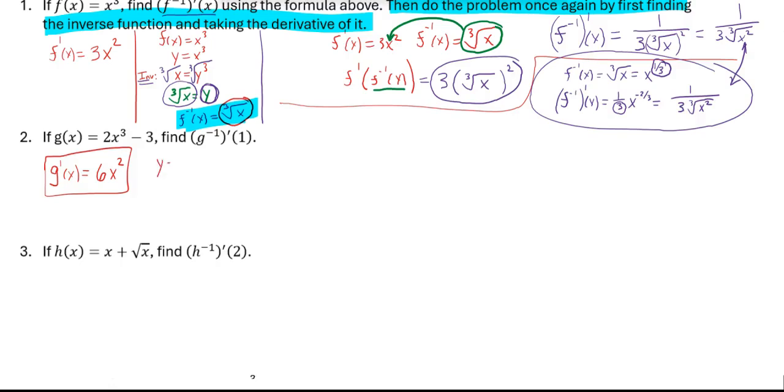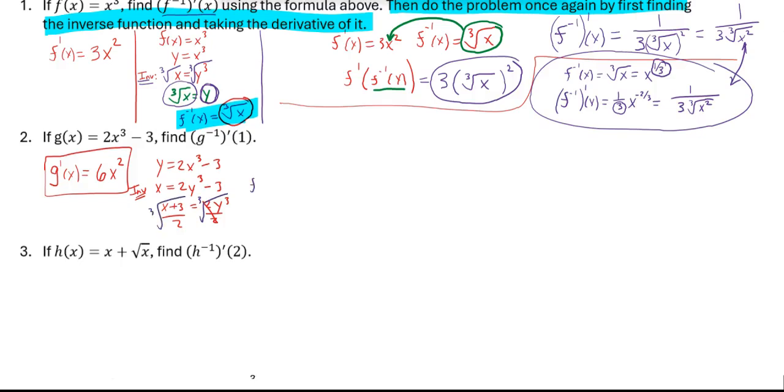So if the function is y equals 2x cubed minus 3, then the inverse is doing a swap. This is my inverse: x equals 2y cubed minus 3. Add 3 to both sides. You see that there? And then divide by 2 on both sides. And you get there. And then the last step would be to take the cube root of both sides.